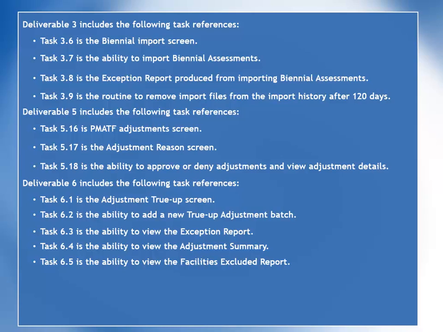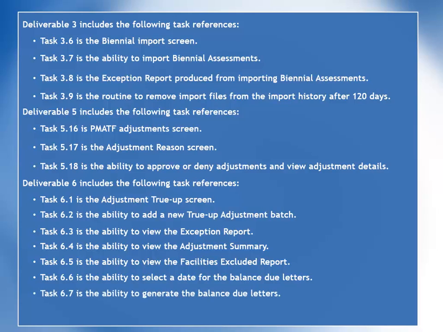Task 6.5 is the ability to view the facilities excluded report. Task 6.6 is the ability to enter a date for the balance due letter. Task 6.7 is the ability to generate the balance due letters. Task 6.8 is the ability to post the adjustment true-up invoices.